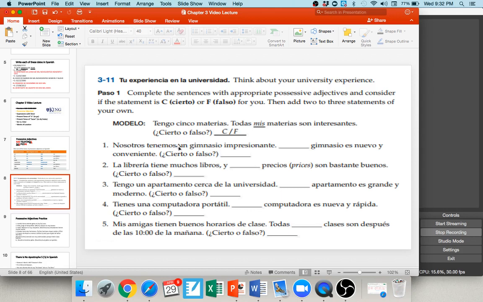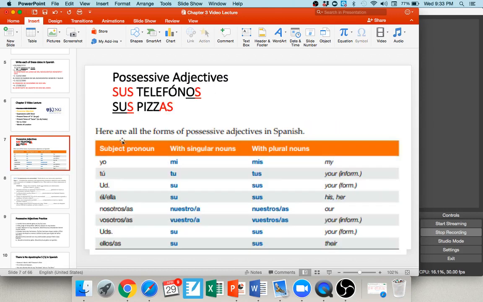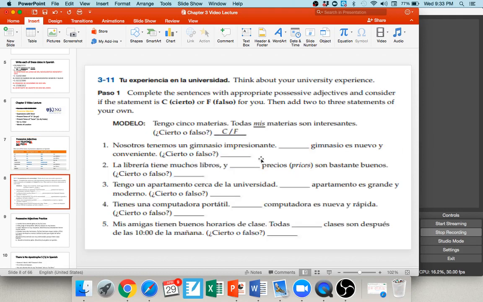So, as you continue looking here, let's take a look at number 1. It tells you that nosotros, we, tenemos un gimnasio impresionante. We have an impressive gym. Blank gimnasio es nuevo y conveniente. So blank gym is new and convenient. So we have to decide here. We have a new gym. Blank gym is new. We're trying to say that whose gym is new? My gym, your gym, our gym, their gym. It makes sense here to say that since we have a new gym, that our gym is new. You may look back at our previous page and see that our can be communicated as either nuestro, nuestra, nuestros, or nuestras. In this case, we are referring to a gimnasio, which is what comes after. It is masculine and it is singular. So therefore, we should say nuestro gimnasio.